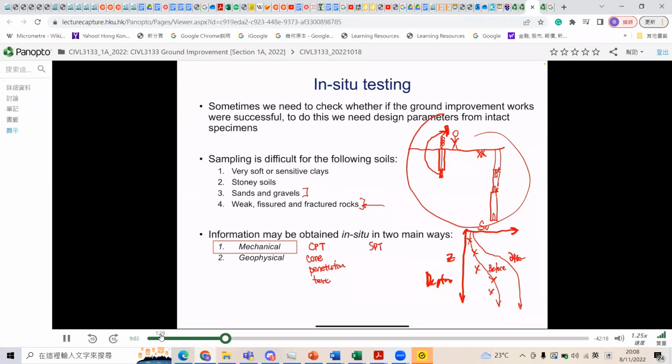And SPT is the standard penetration test. So we'll rely on these two means here.